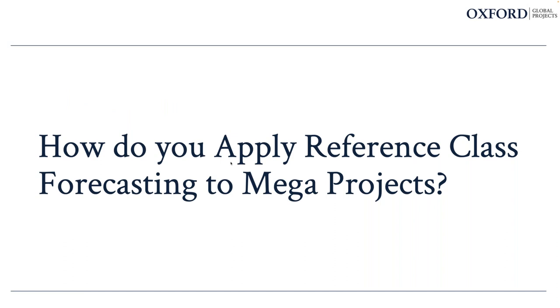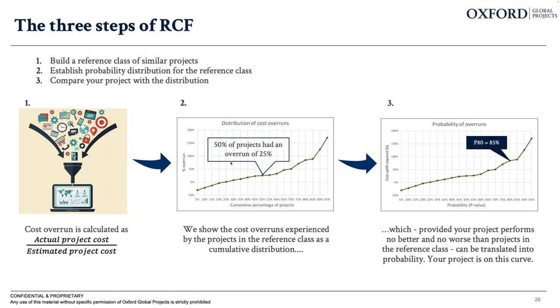So the next thing then is, how do you apply reference class forecasting to a mega project or indeed a project? I mean, it doesn't have to be a mega project, right? It could be your home renovation. So there are really three steps to reference class forecasting.